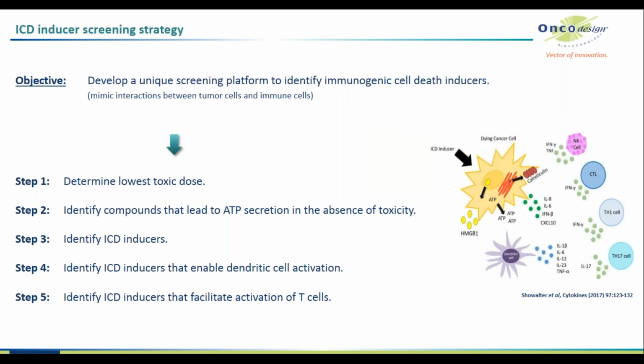Finally, we need to make sure that all the three ICD markers are indeed present upon treatment with the ICD inducer. ICD doesn't end over there. We need to make sure that the ICD inducer is able to activate dendritic cells, which in turn would activate the T cells, and that would be step 4 and step 5.